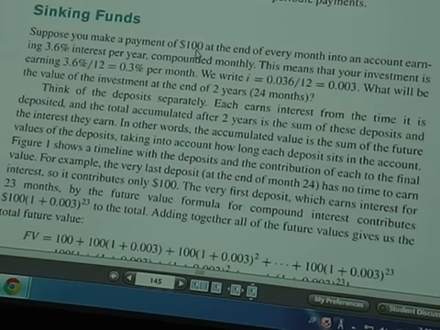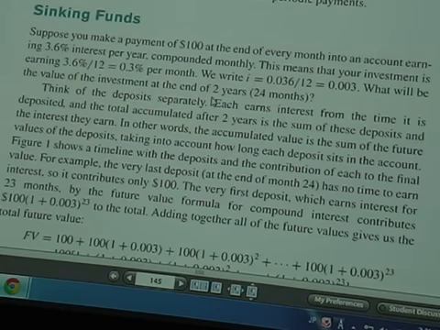Okay? This means that your investment is earning 3.6% divided by 12, which is 0.3% per month, right? I equals 0.003. What will the value of the investment be at the end of 2 years? Is this the same problem we did before? Not at all.